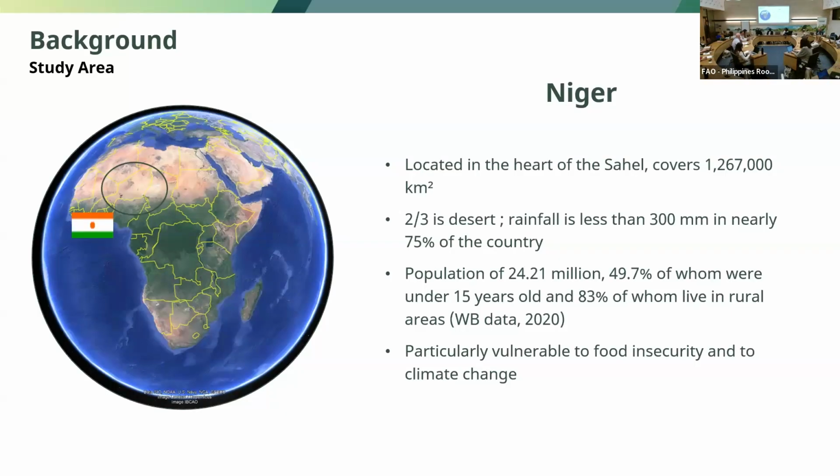On the human dimension, 83% of the population lives in rural areas and is dependent almost entirely on agriculture and livestock for their livelihoods. These conditions combined to make Niger one of the most food insecure and climate vulnerable countries in the world. And this in part informed the motivation for the kind of large scale irrigation investment that we evaluated.